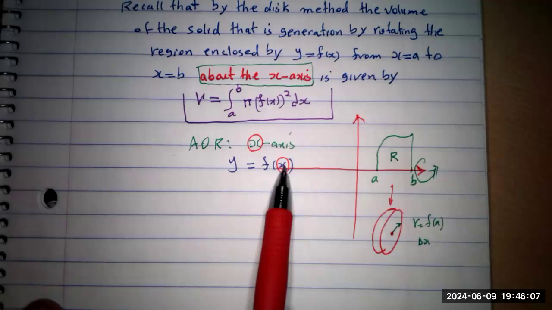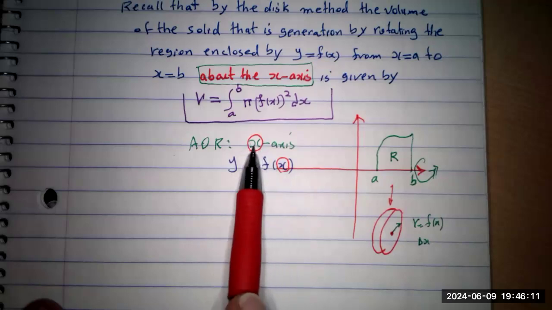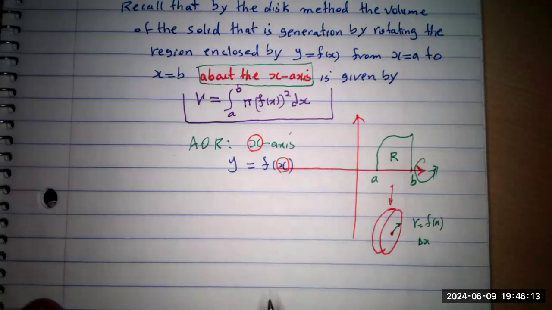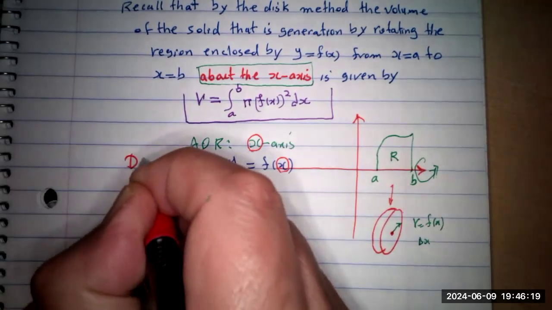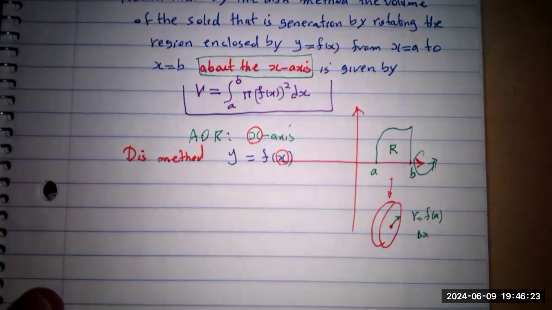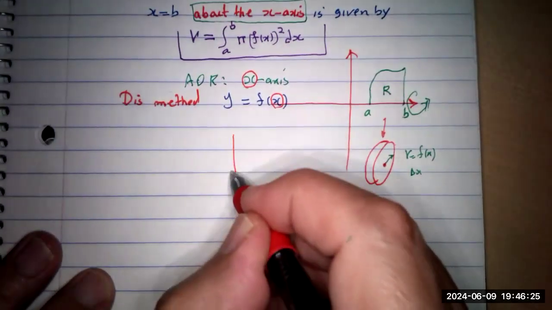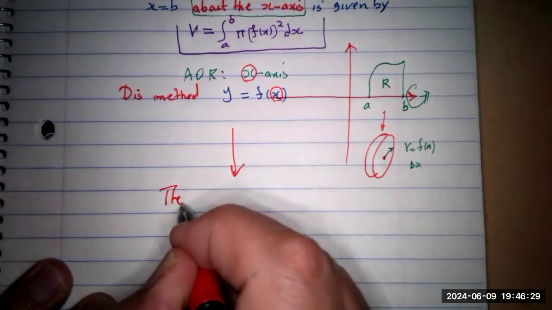If they are different, so if this is a function of x and you want to rotate it along the y-axis, then you are not going to use the disk method. So that's the disk method. But if you switch it, what is going to be the shell method? So the shell method.